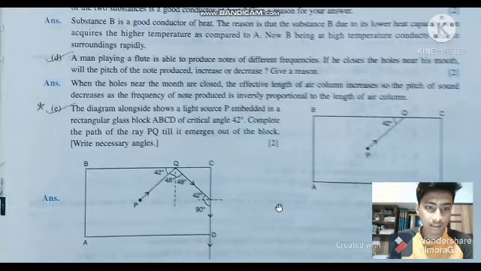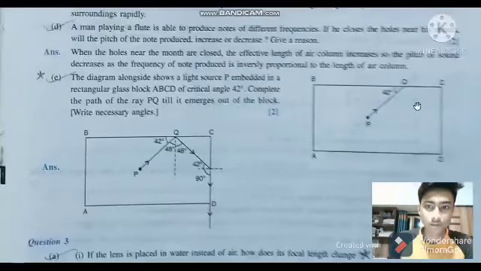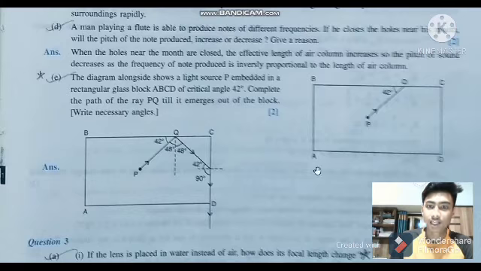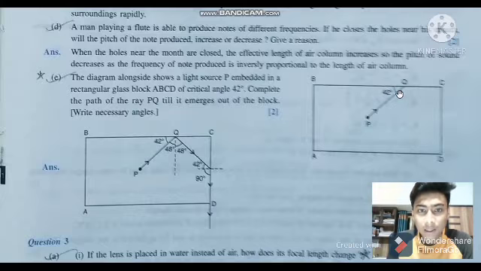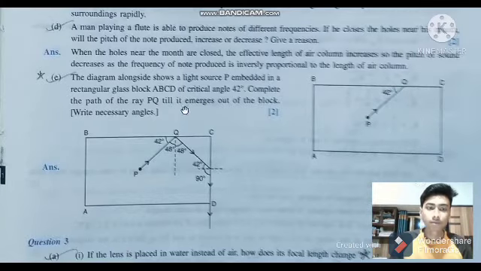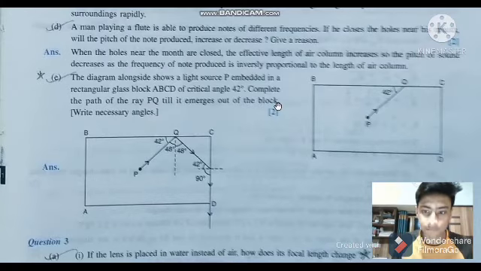Next question is given to you as this. This question would be provided to you. ABCD is a rectangular glass slab with critical angle C equal to 42. Now see here, the angle is given to you, 42 degree. So you have to complete the path taken until it emerges out of the block.